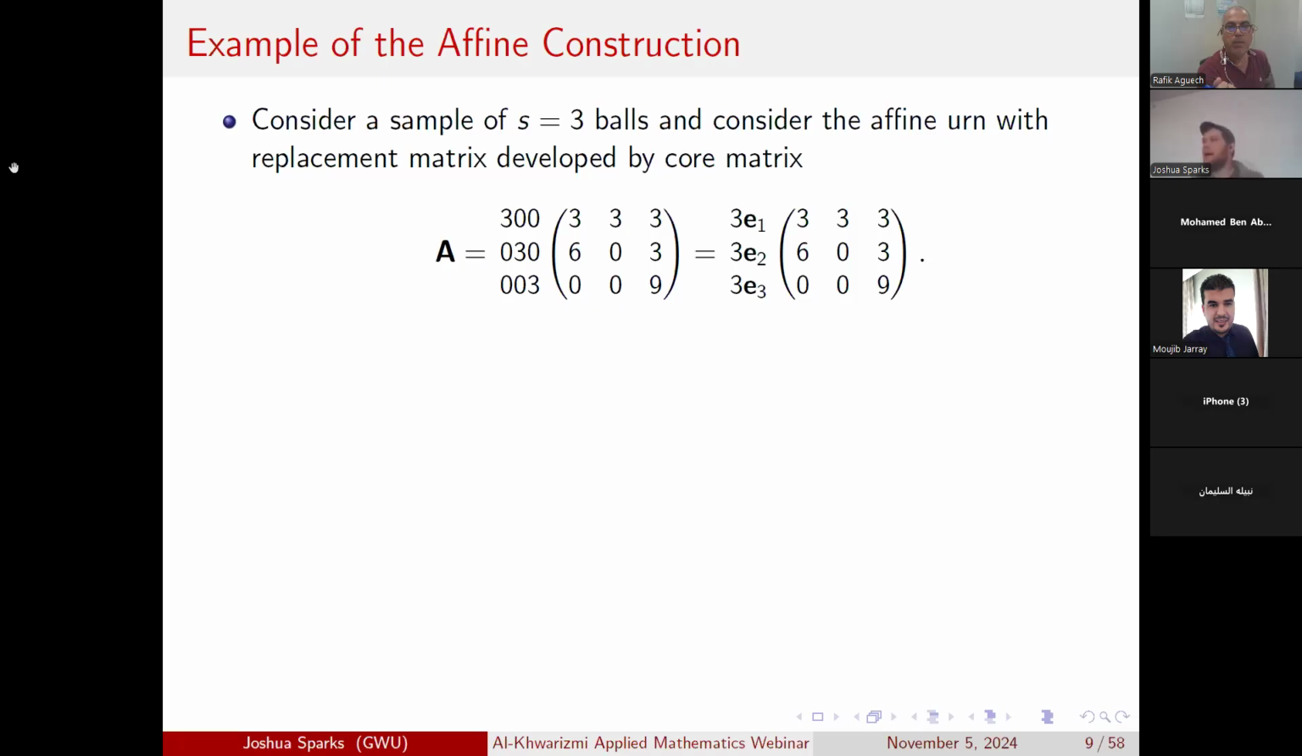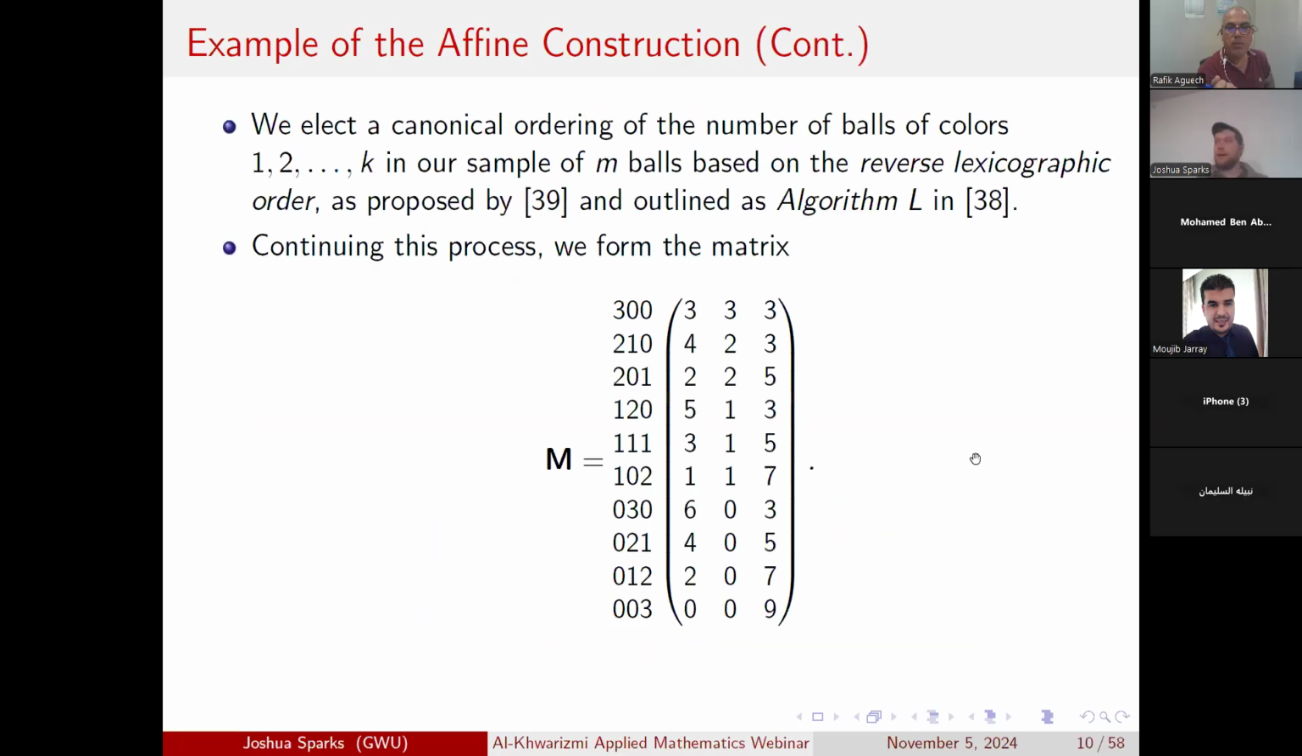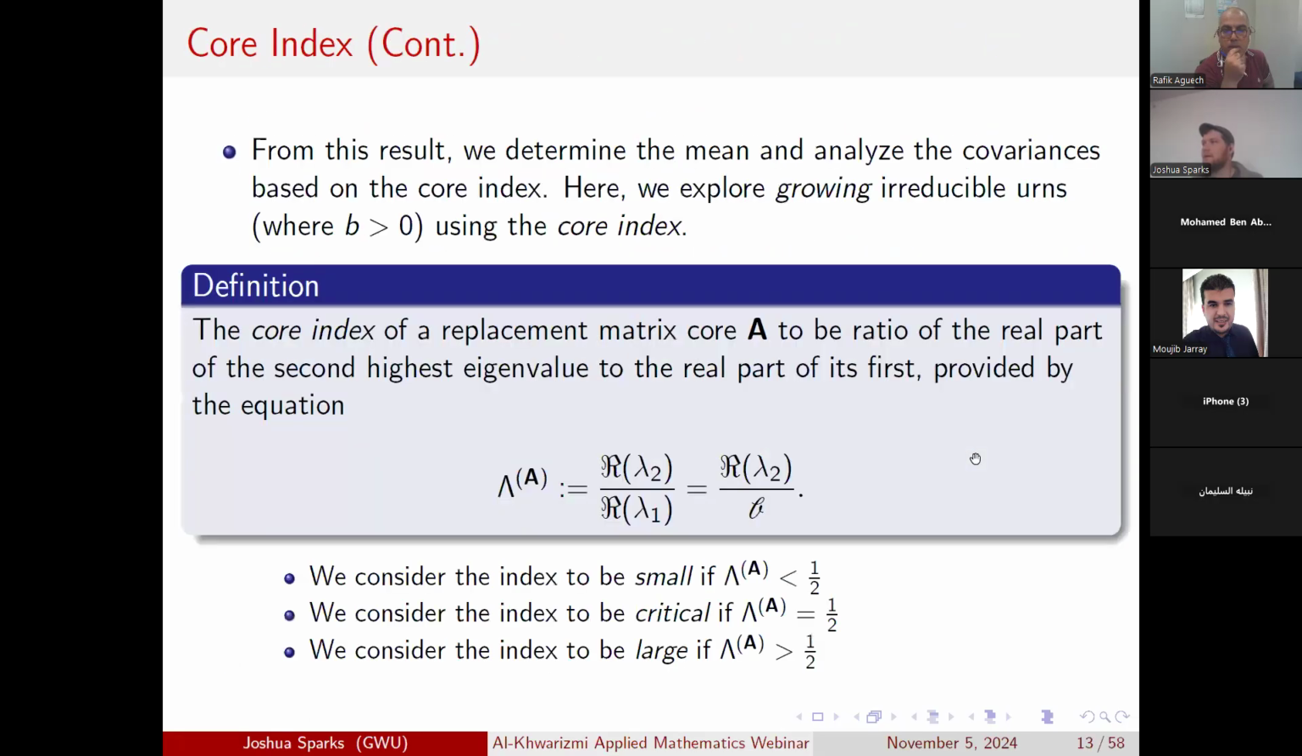Yes, if I pull it up. So in the critical case, when it's critical, that's when this ratio is equal to a half. That happens when lambda two is equal to B over two. Okay. Yep. Thank you.